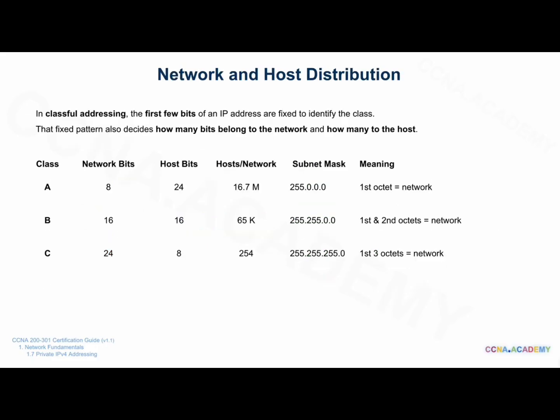In classful addressing, the first few bits of an IP identify the class, and that pattern decides how many bits belong to the network and how many to the hosts. In Class A, 8 bits are for the network and 24 for hosts, allowing over 16 million hosts per network. Class B splits it evenly, 16 and 16, about 65,000 hosts. And Class C uses 24 network bits and 8 host bits, giving 254 usable addresses. So the more bits you allocate to the network, the fewer hosts each subnet can support.